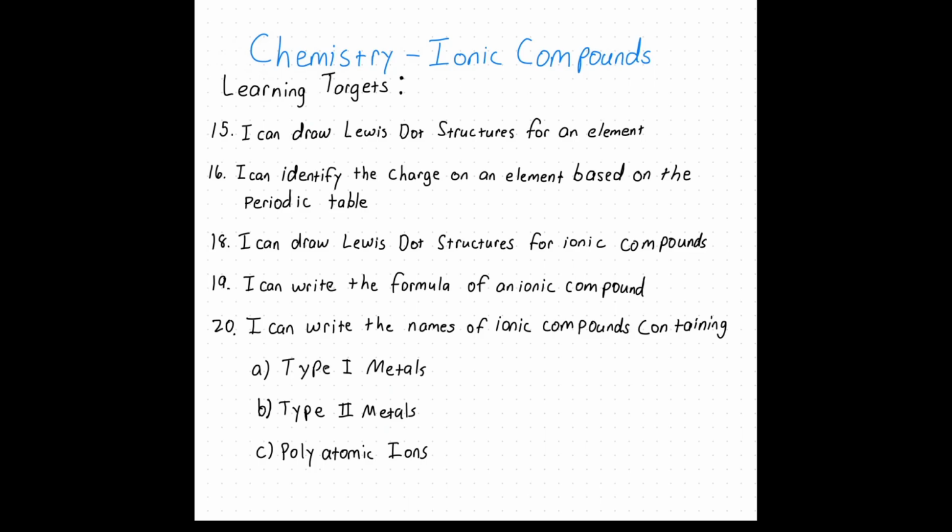So you can draw them for individual elements, and you can also put that together with other individual elements to make an ionic compound. Finally, in a future one, well, actually a little bit in this one, but more so in a future video, we will talk about writing the formula for an ionic compound. And we'll also talk about how to write the names of the ionic compounds containing both or all three things, a type 1 metal, a type 2 metal, and a polyatomic ion.